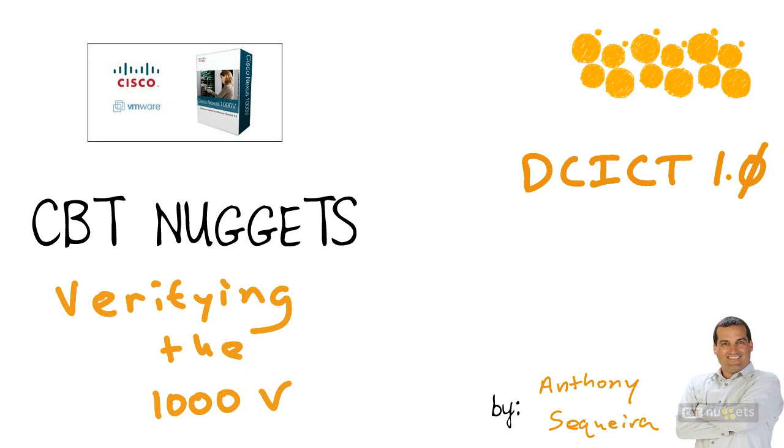In the last nugget of this important data center series, we examined the 1000V. In this nugget, we're going to kick it up a notch and we're going to see how you would verify the proper configuration and operation of the 1000V in your data center.